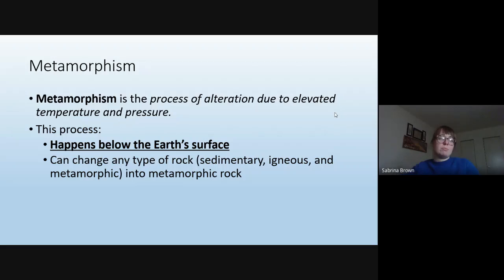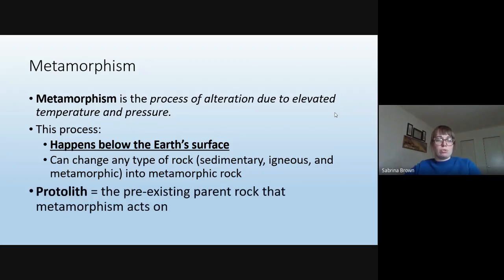And remember that this process of metamorphism, when you subject a rock to higher temperatures and pressure, you can change any of the types of rocks in the rock cycle. So you can take a sedimentary rock, subject it to high heat and pressure, turn it into a metamorphic rock. You can take an igneous rock, subject it to high heat and pressure, turn it into a metamorphic rock. And you can take a metamorphic rock, subject it to higher temperature and pressure, and turn it into a different metamorphic rock. And so when you're changing one metamorphic rock into another metamorphic rock, we refer to that as grade, and I'll show you a couple examples of grade later in lecture.